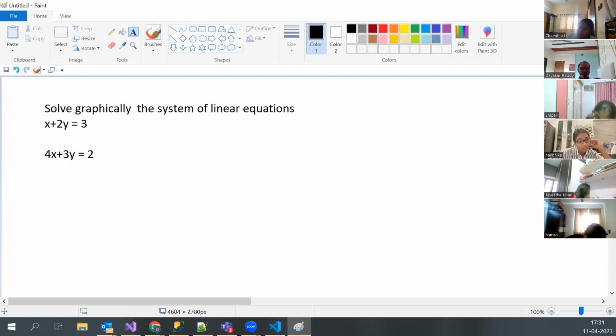Do you remember? I think we did this in ninth. I'm not sure. So it will have no solution. Let me check. Why does it have no solution? On what basis are you saying that? Because 1 by 4 is not equal to 2 by 3, and 3 by 2 is also not equal to that. Let me check. Okay, keep your notebooks aside.